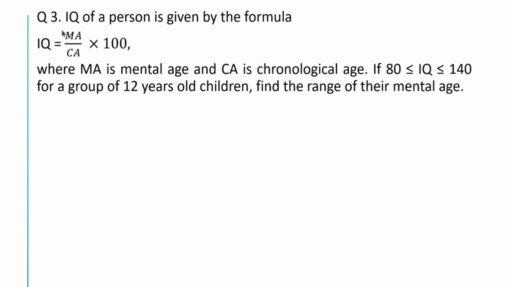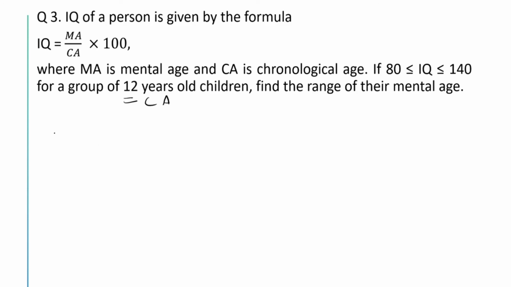Here IQ is nothing but the intelligent quotient. The intelligent quotient is measured based on the mental age and the chronological age. So it is given IQ is equal to MA by CA into 100. Now they have given 80 less than or equal to IQ less than or equal to 140 for a group of 12 years old children, we have to find the range of their mental age. Here 12 years is nothing but the chronological age. So this is the chronological age.